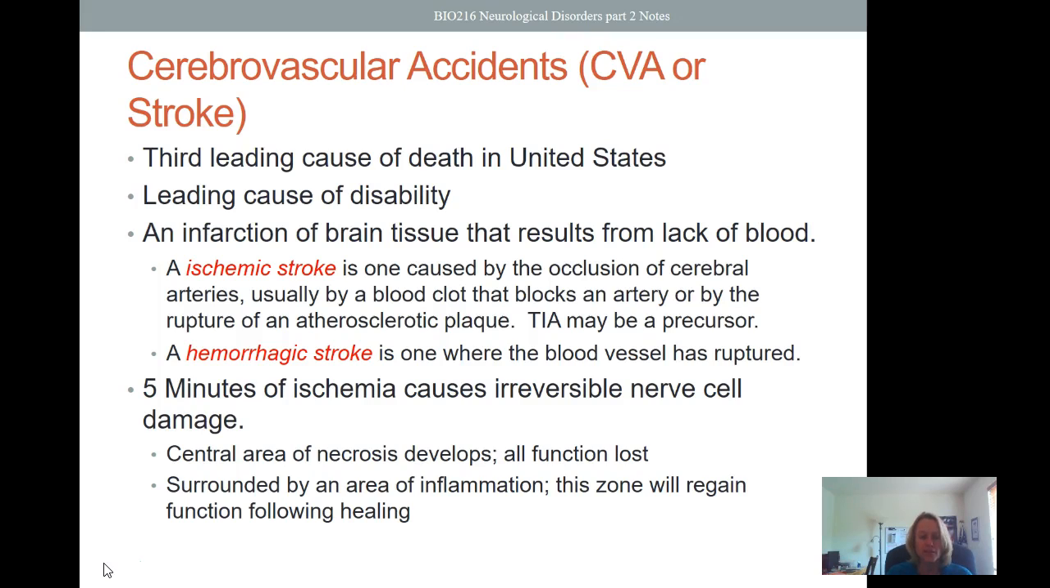Nerve cells can't last very long without oxygen, so about 5 minutes of ischemia can lead to irreversible nerve cell damage. Compare that to cardiac myocytes, which can tolerate closer to 20 to 40 minutes of ischemia. So within about 5 minutes, we have a central area of necrosis, and all function is lost in that area. But we also have a surrounding area of inflammation, and that zone can regain function following healing.